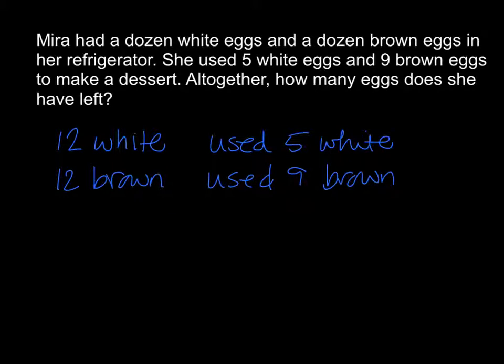Altogether, how many eggs does she have left? Okay, so we don't care what color they are, right? It just says how many eggs. Altogether means we're probably going to put them together.